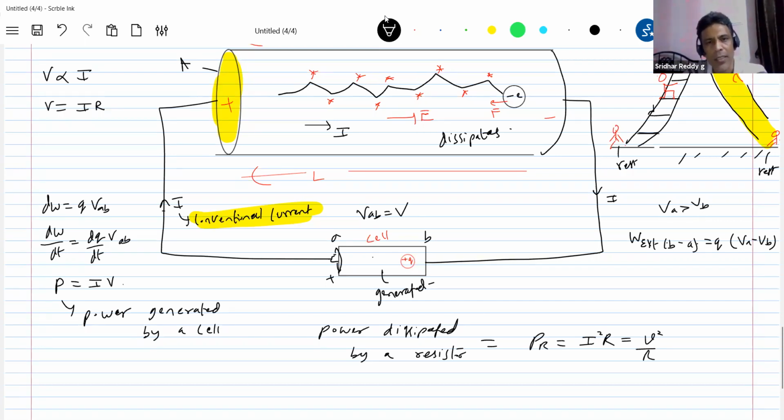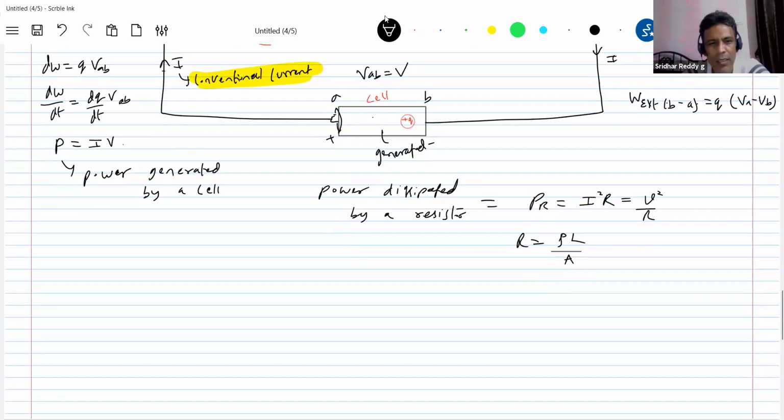Then what is the power dissipated in the resistor? I square R. What is R? R is the resistance of the conductor. And R depends on what? Rho L by A. So like this, we have brought it. Here I'll conclude things in a very simple way.